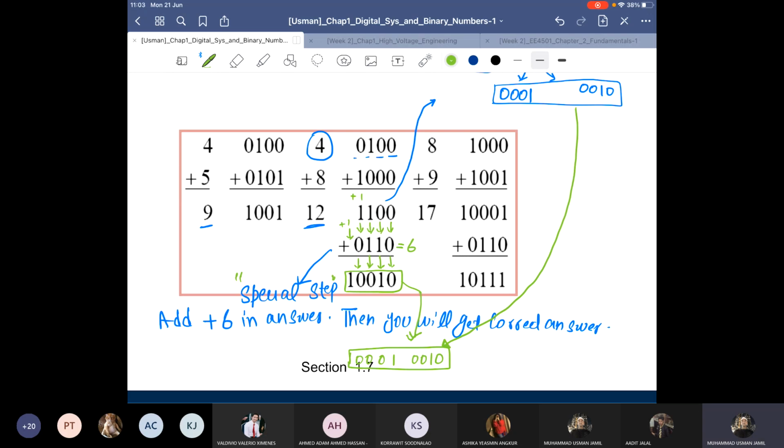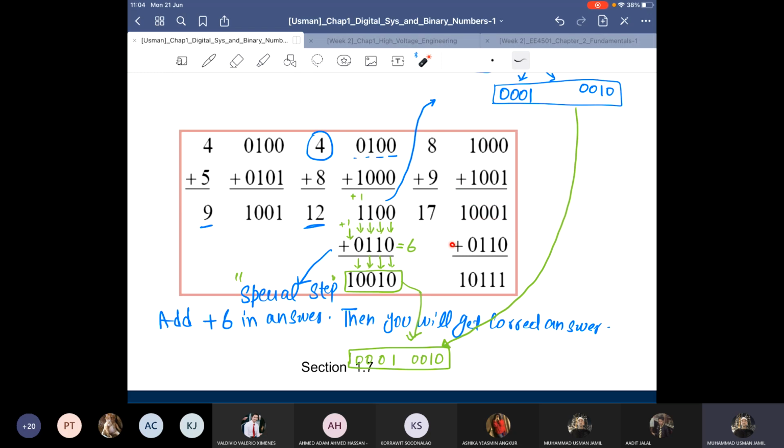Okay, now we can take another example. Now we have the number 8. 8 is equal to 1000, right? Plus 9, which is 1001, right? Then just add: 0 plus 1 is 1. 0 plus 0 is 0. 0 plus 0 plus 0. Now 1 plus 1 is 2. 2 minus base is 0 and 1 carry comes here. And now you see this number is not in BCD.